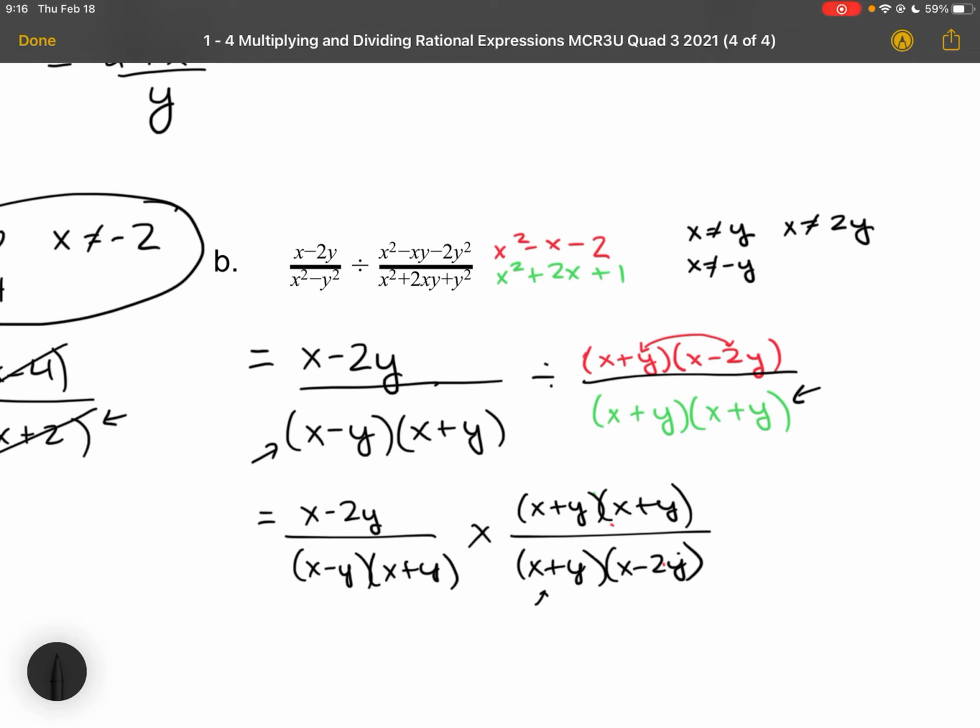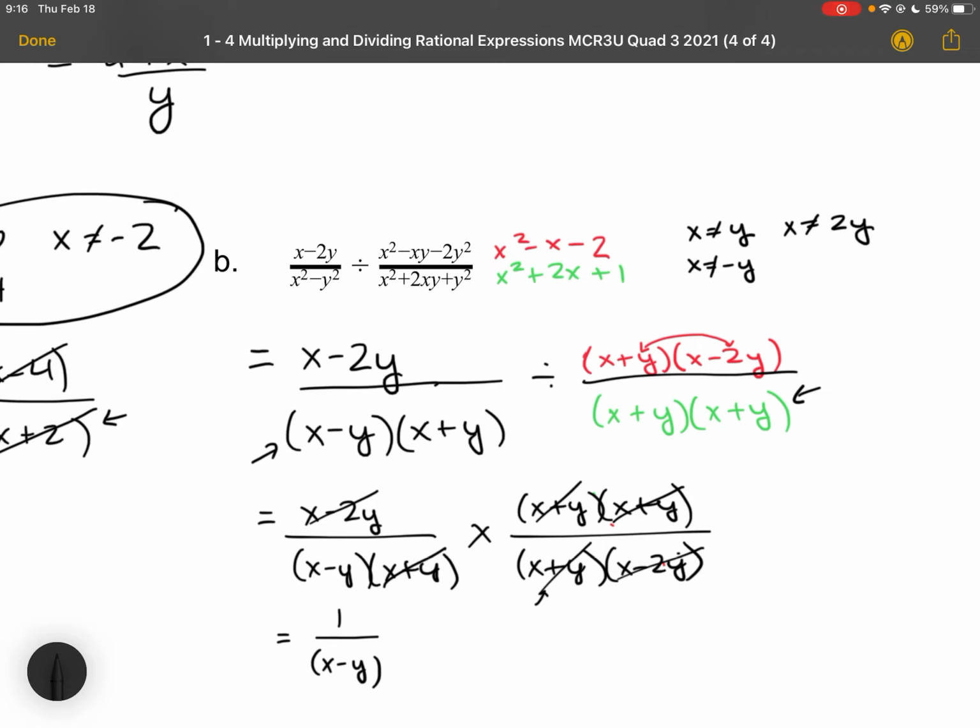I can reduce before I multiply across. So I'm going to notice that going from the bottom left to the top right, I've got an x plus y and an x plus y, so I can cancel those out. And then going from the top left to the bottom right, I've got x minus 2y and x minus 2y. And the final thing that I'm going to notice is that I've got x plus y over x plus y. So the only thing that I'm left with is 1 over x minus y.